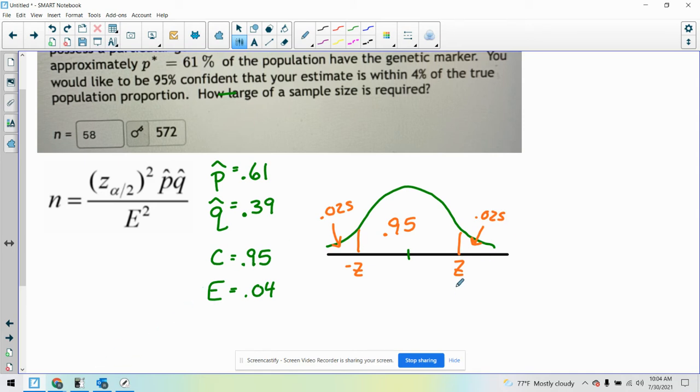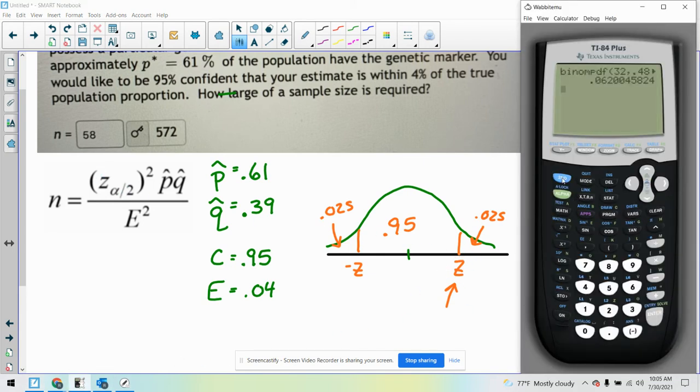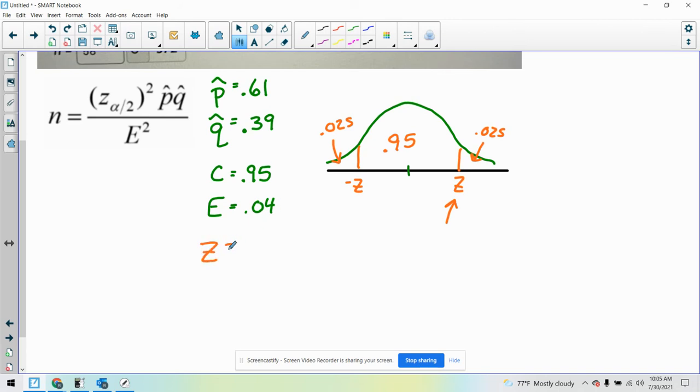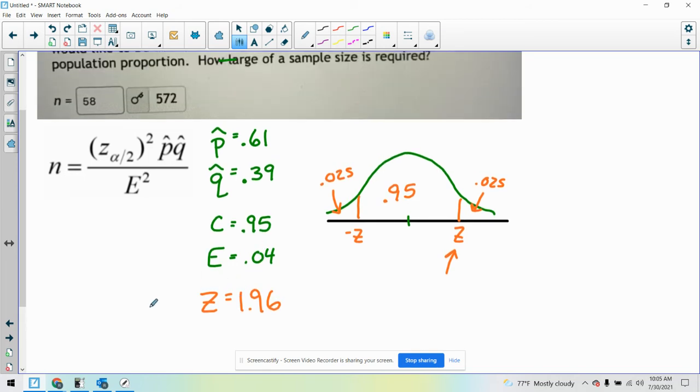I'm going to start by finding this z value. It doesn't matter which one you find, because we're squaring it, so I'm just going to find the positive one. I'm going to do inverse normal. The area to the left of this z value is 0.95 plus 0.025, so that's 0.975, with mu 0 and sigma 1. I get that number. I'm just going to write down a rounded version, 1.96. So z is 1.96, but I'm actually going to use the number from the calculator.